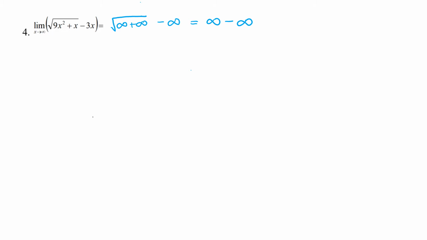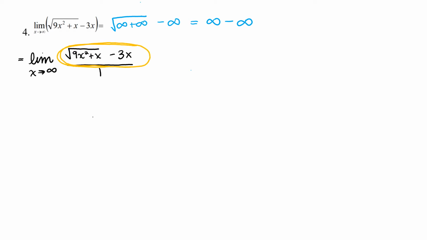So if we look at this, this is equal to the limit as x approaches infinity. And if I just start turning it into a rational expression, that would be 9x squared plus x minus 3x all over 1. And as we've seen, when we evaluate limits that are indeterminate, if in your numerator you have two terms, you can multiply by the conjugate. Right now we have this guy minus this guy, so the conjugate will just be changing that minus sign to a plus sign.